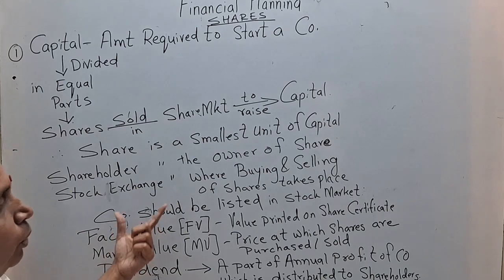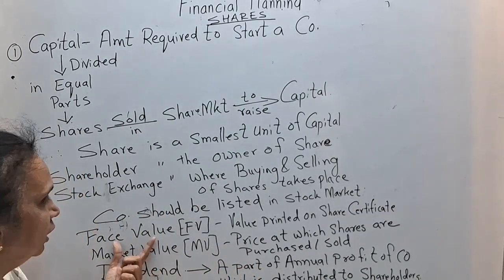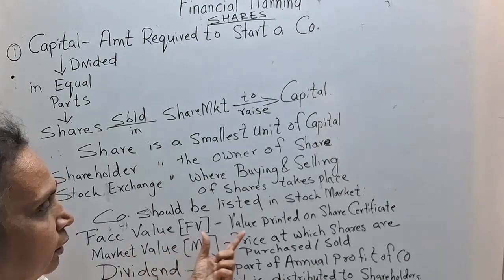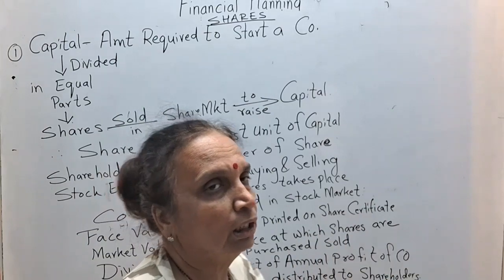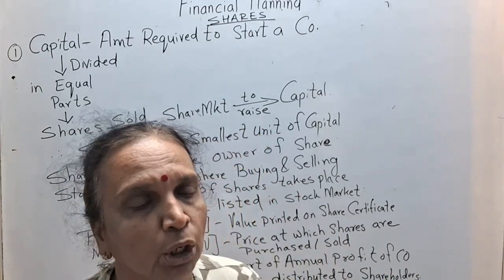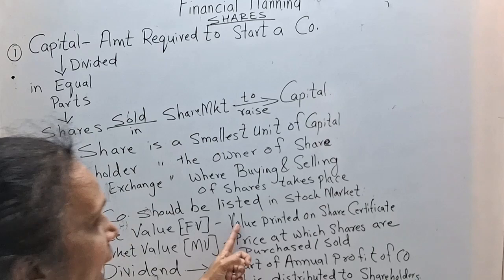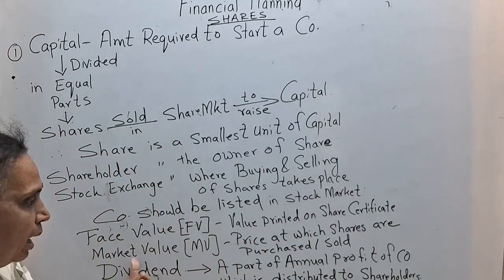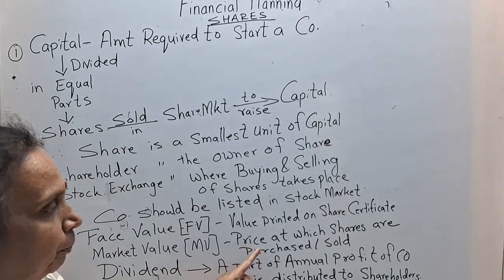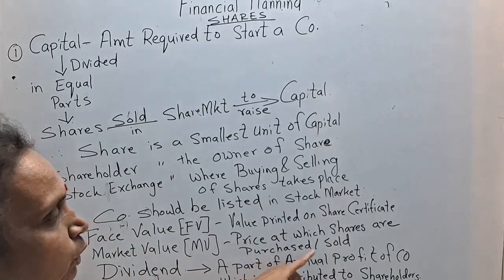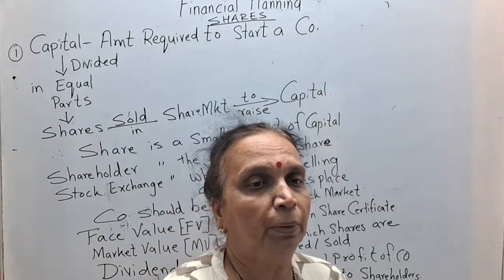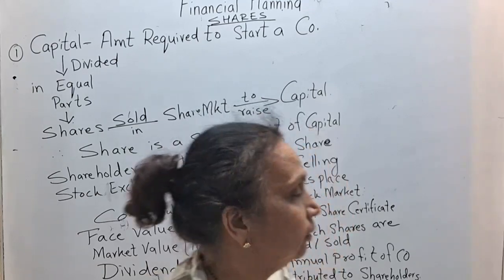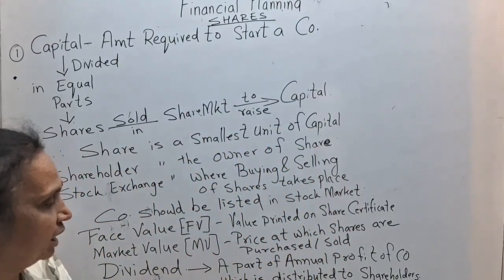Now, in this we are going to learn some terms, that is face value, market value and dividend. So face value is nothing but the value printed on the share certificate. You get a share certificate once you are a shareholder. So the value which is printed on the share certificate is called the face value, and the market value, that is MV, is the price at which the shares are purchased or sold, the price at which we purchase the share from the company, or when we sell the share, it is called as a market value.